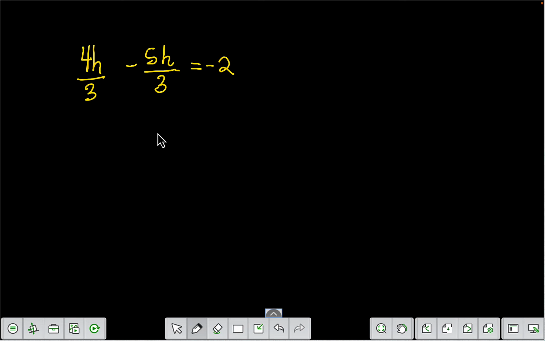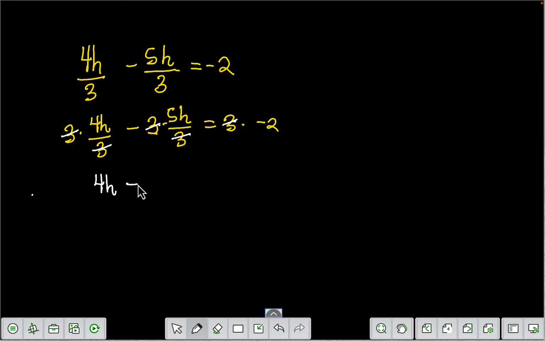All right, let's look at this problem again. The denominator is the same, right? So we can multiply by the denominator. So we multiply each term by the denominator, and so 3 here cancels 3, 3 there cancels 3, 3 here multiplies negative 2, so that will give us 4h minus 5h equals negative 6.